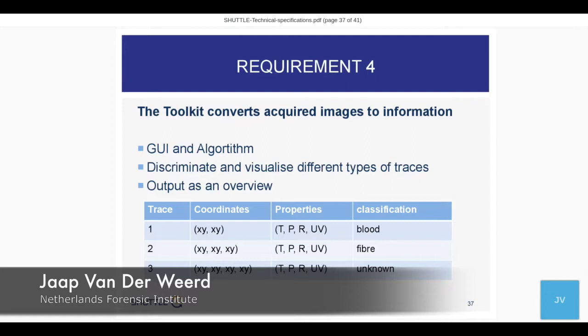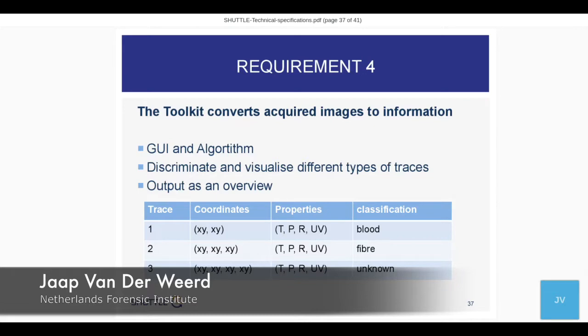We also specify that different traces can be discriminated and visualized. So we want our image acquired by the microscope with an overlay of where the system found glass, so that we can go back to the tapes and say, this is the position, these are the coordinates where you can expect glass. So the output can be visual, also as a table. This is of course the basis.